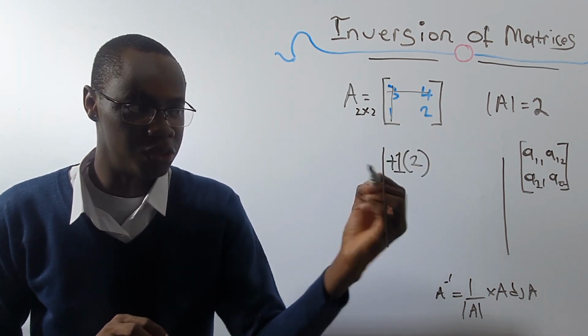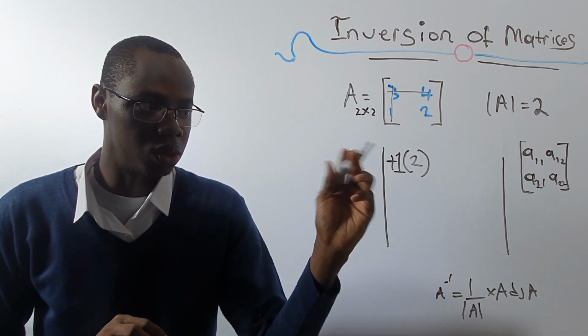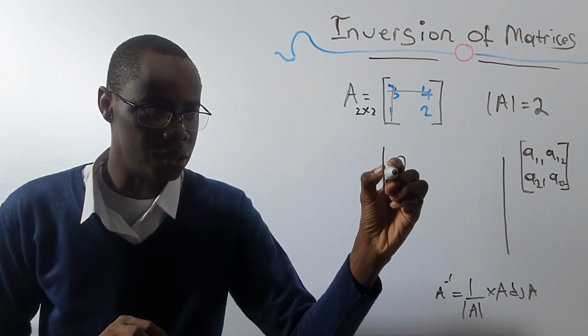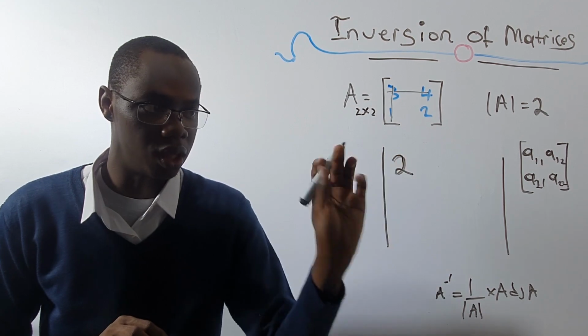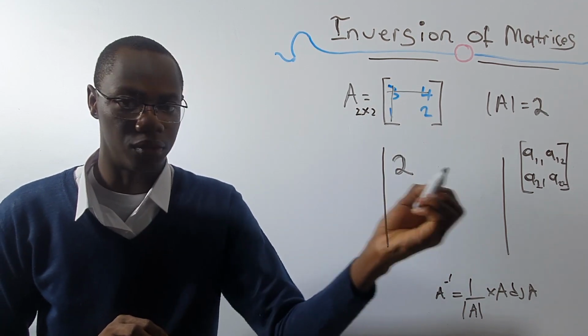Or we can just multiply straight. So 2 times 1 is 2. So this place here is 2. So the cofactor here is just 2. Now let's go ahead and find the second one.